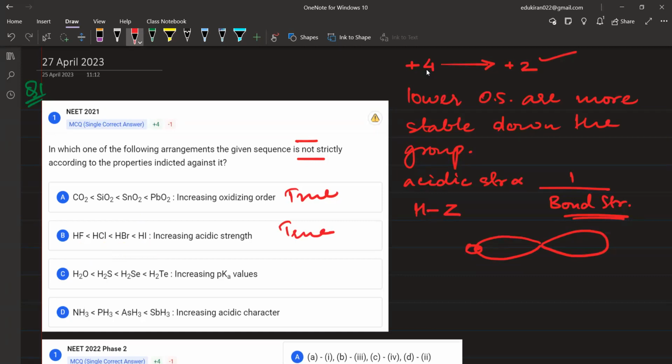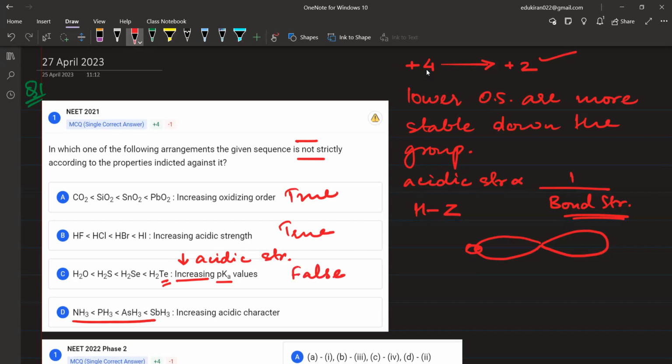Here also we have a pKa order, so here also we have to look at the same thing. Increasing pKa order means decreasing acidic strength. If I talk about this order, down the group, for hydrides, the acidic strength should increase. Why? Because tellurium will have a very large p orbital, which will not overlap very effectively with the hydrogens. So this is a false statement.